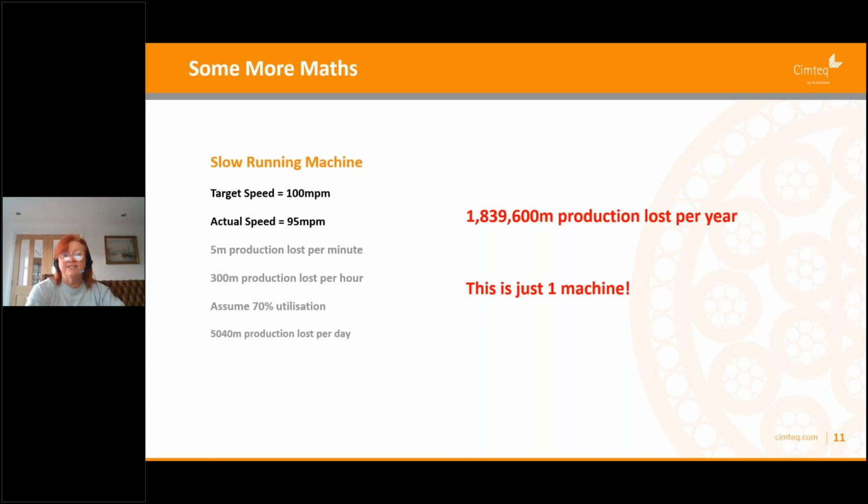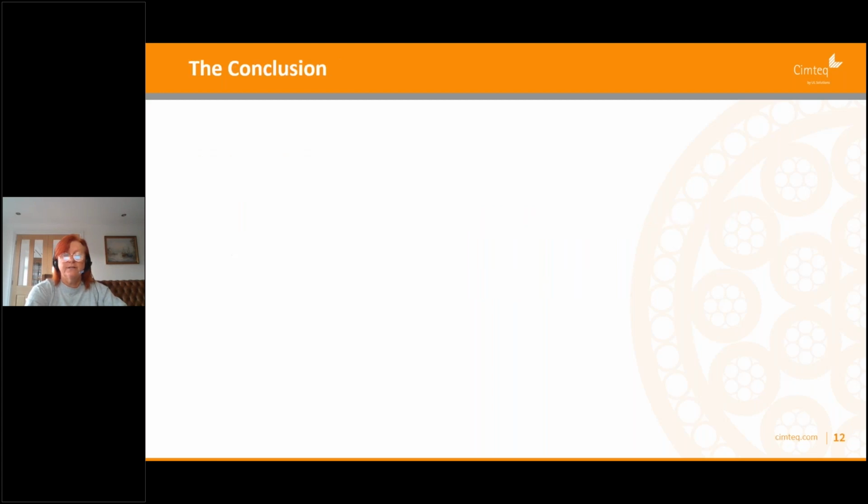And the thing to note is that's just one machine. Imagine the losses if you're running 5% slower on all machines across the plant. Just look how much waste is going on there. If you could just increase that from 95 to 96, then you're saving 20% of what we've just listed there. So, the conclusion.